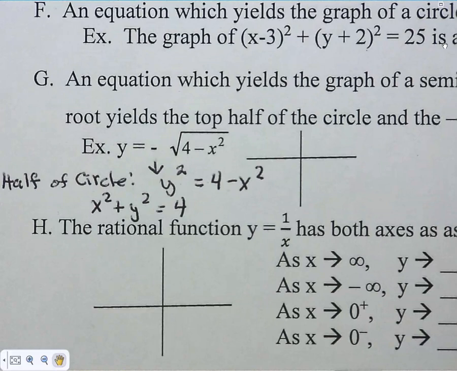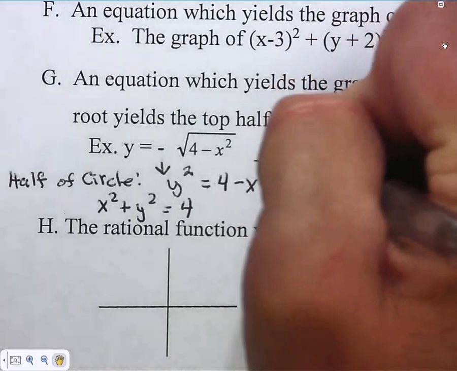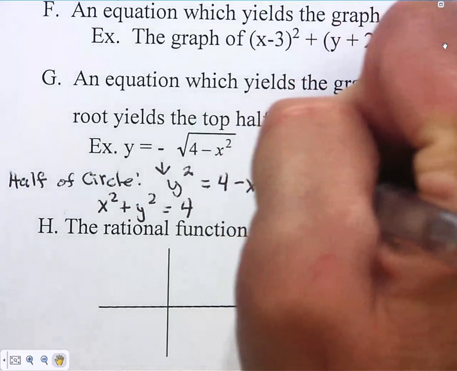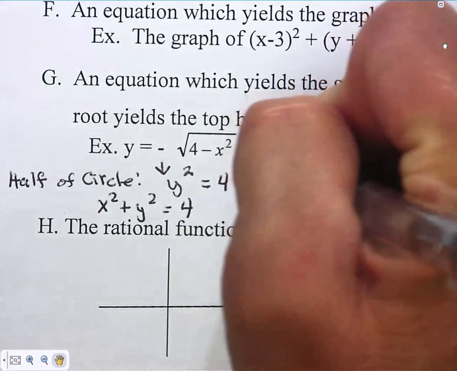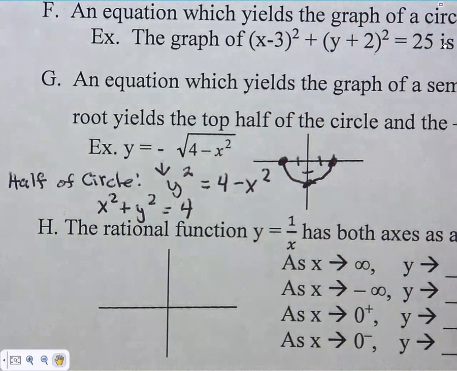If y is negative square root of something, that means y is always negative. Would that be the top half of the circle or the bottom half of the circle where the y is always negative? Bottom half of that circle. So it's the bottom half of a circle with center 0, 0 and radius 2. And that is a function because it passes the vertical line test.